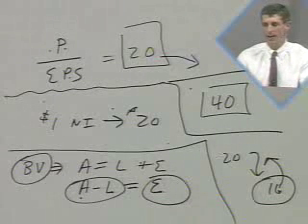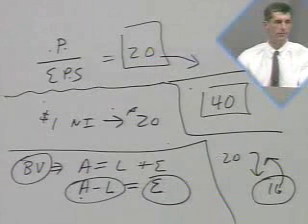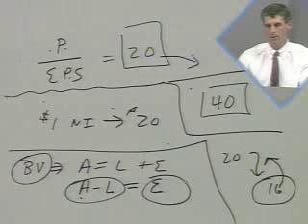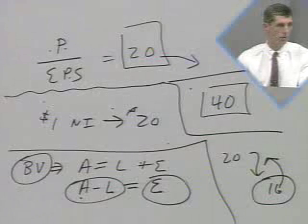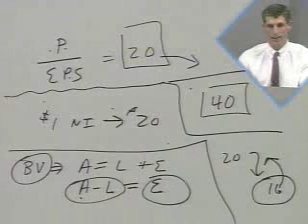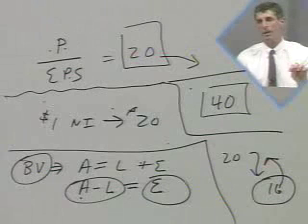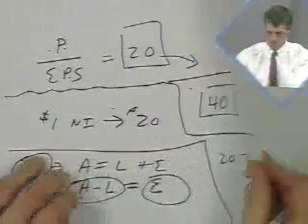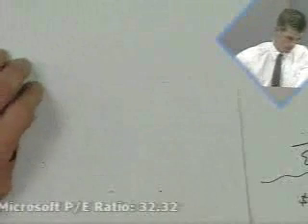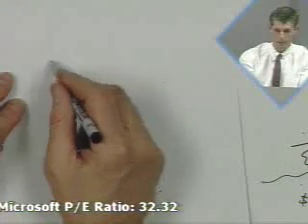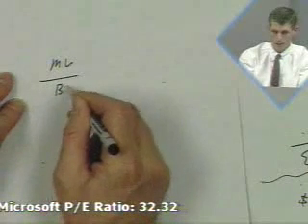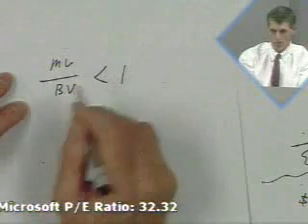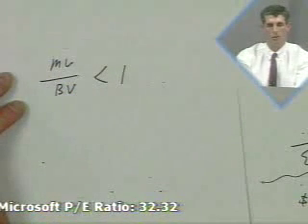Now, the market value of a firm, how do we calculate the market value of a firm? We take the number of shares of common stock multiplied by the price per share, and that is the value of the company on the market. Now, if we compare the market value to the book value, and that number is less than 1, what are you thinking?